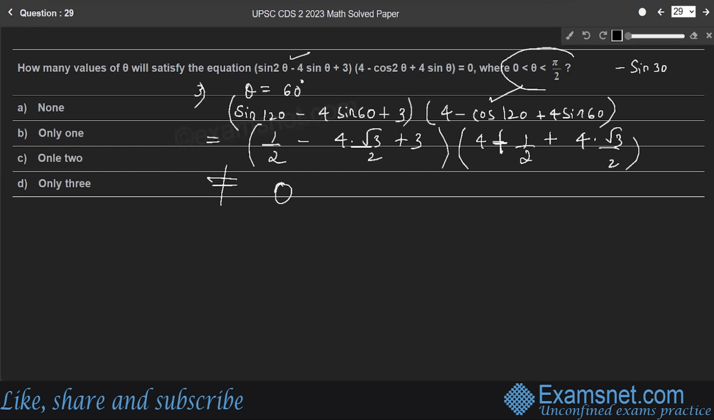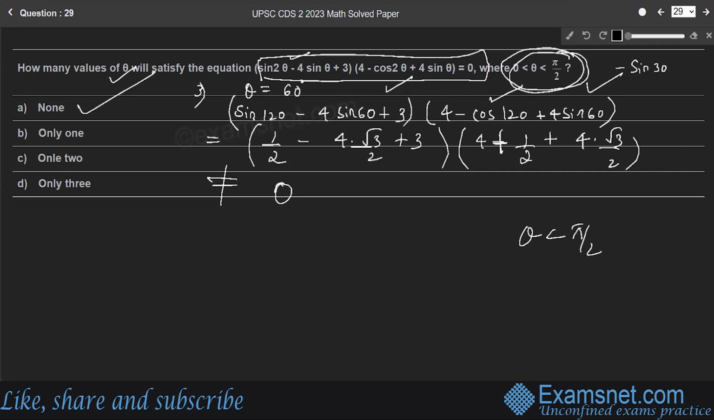So when theta lies between 0 and π/2, the equation won't get satisfied. Therefore, how many values of theta will satisfy the given equation? None. Apart from 30 degrees, 45 degrees and 60 degrees, the condition is given that theta should lie between 0 and π/2. For this condition, the equation will not get satisfied. Hence, option A is the answer. For none of the values of theta will the equation get satisfied. Option A.